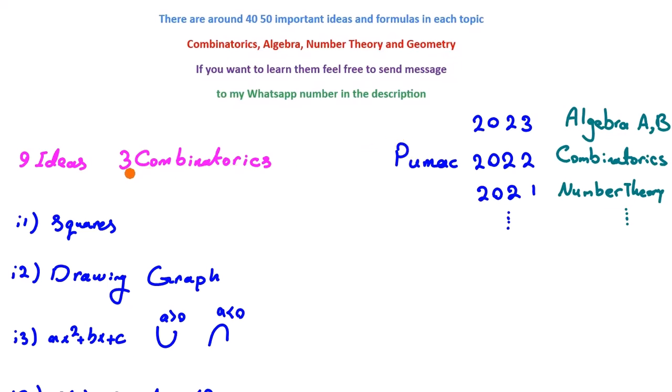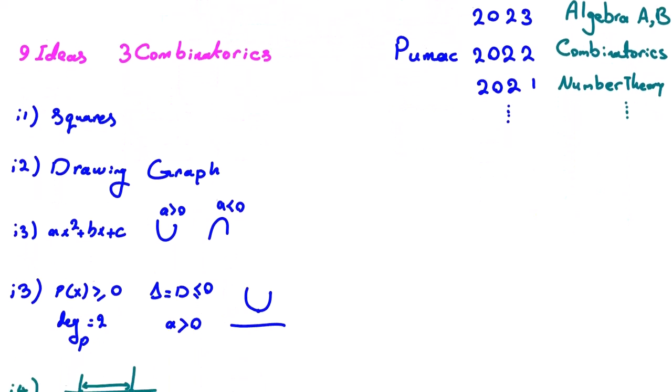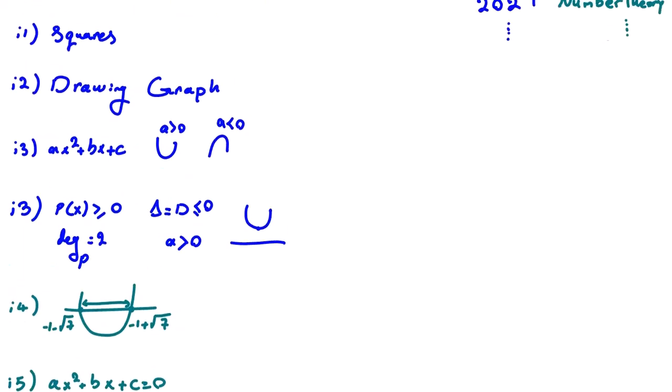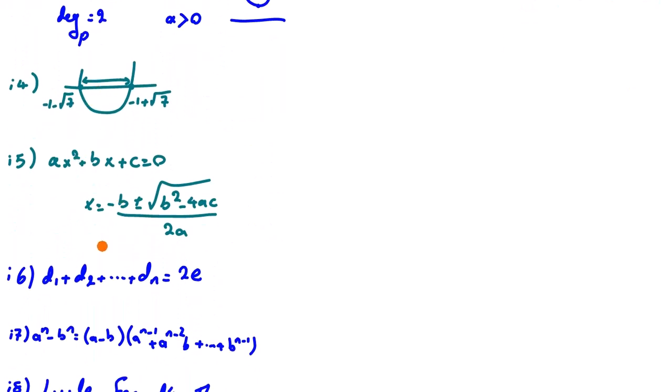In this video, we'll work on 9 background ideas of PUMaC, Princeton University Mathematics Competition 2022, and the ideas are same as 2021, and you can prepare for 2023, 2024, and so on. We will work on one problem that is in common in algebra, division A and division B, combinatorics, number theory, and so on. The 9 ideas are squares, drawing graph, something about quadratic equations, formula. These two, we can consider as one idea related to quadratic equations and some other things.